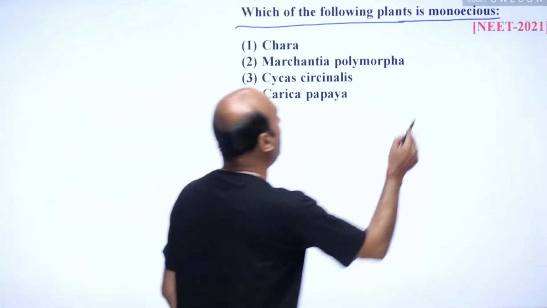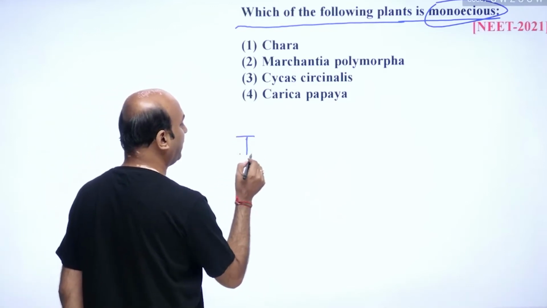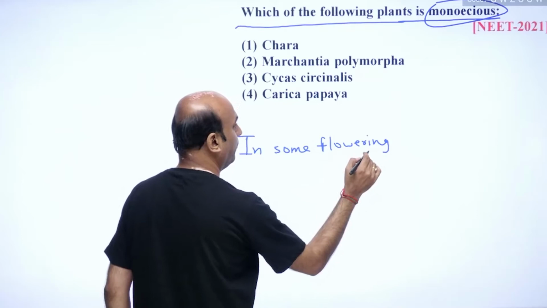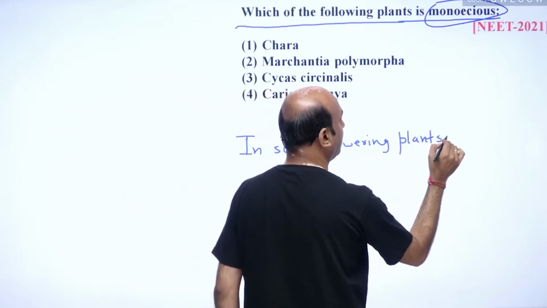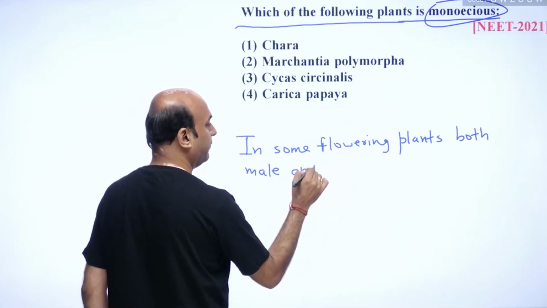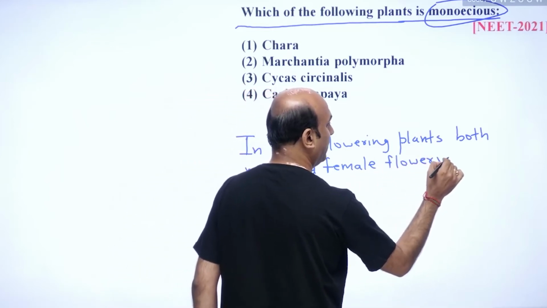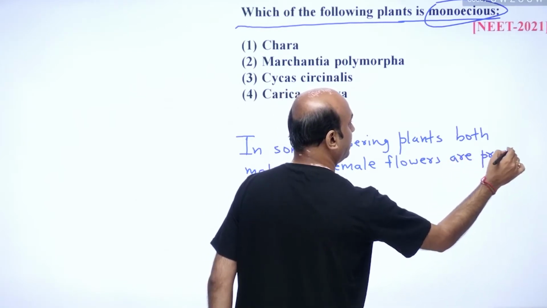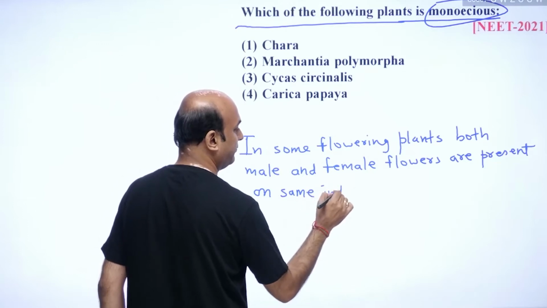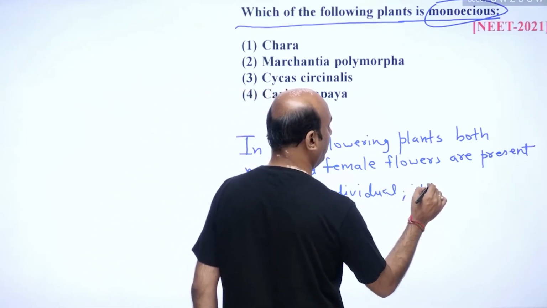Now student, if you are talking about the term monoecious, what does the term monoecious mean? So let us see student, we know that in some flowering plants, both male and female flowers are present on the same individual. It is called monoecious.